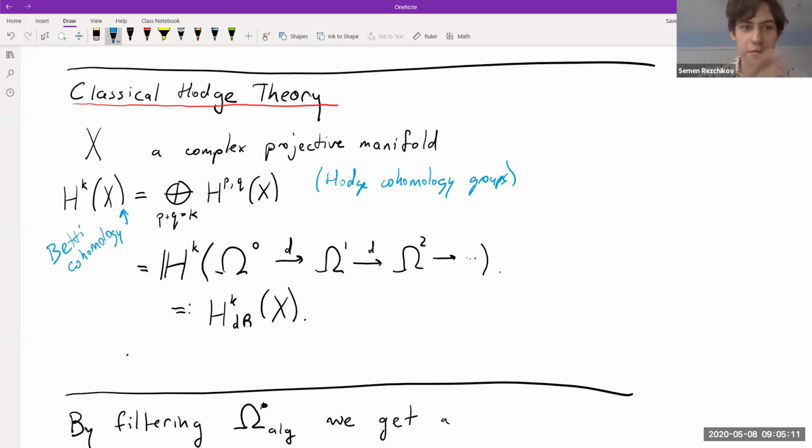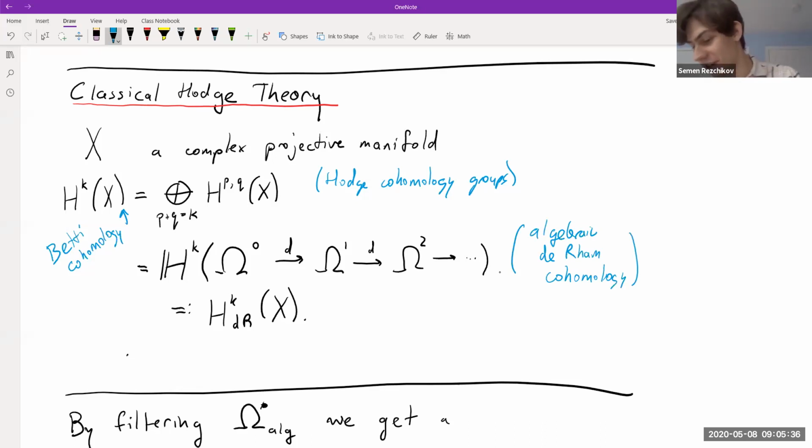But in fact, you can also compute the cohomology of X using a more algebraic method called algebraic de Rham cohomology. Algebraic de Rham cohomology is just what happens when you take the complex of sheaves of holomorphic differential forms on X, or alternatively the algebraic differential forms if instead of a complex projective manifold you have a variety over a field, and then you take the hypercohomology of this complex. It's Grothendieck's idea that this actually computes singular cohomology.